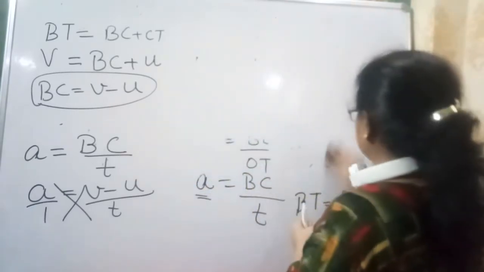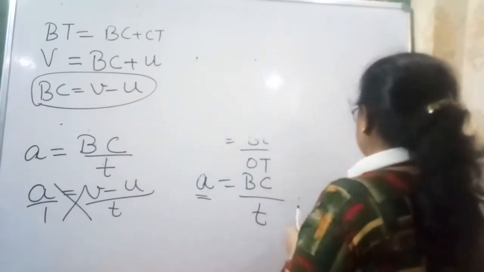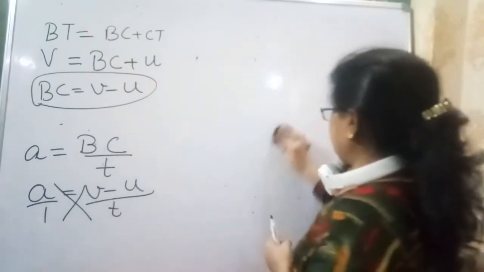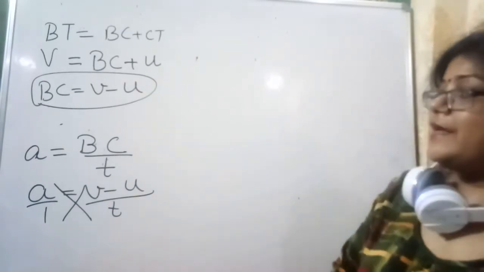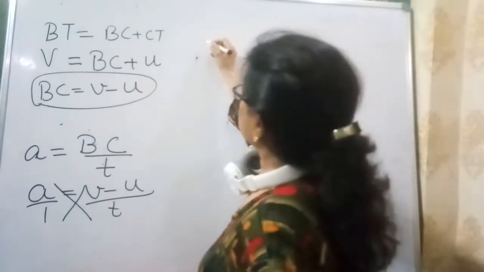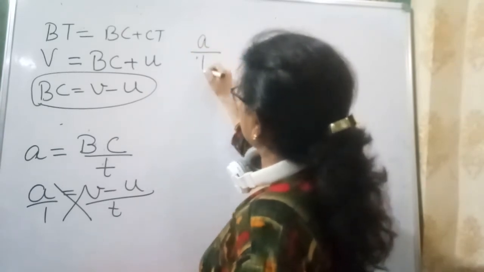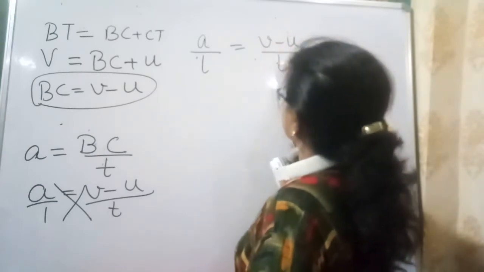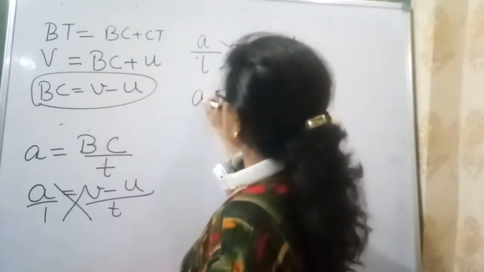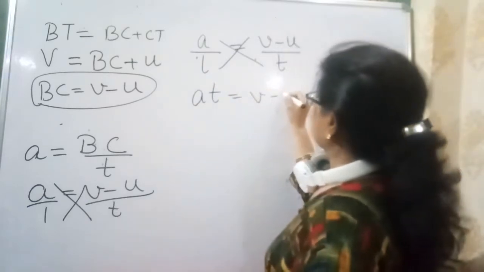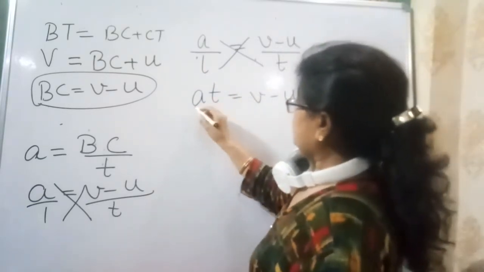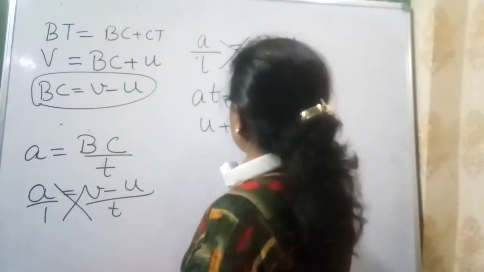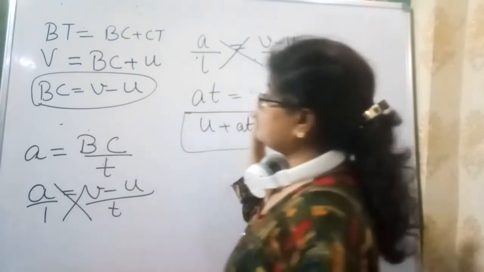One thing you must know in your mind, that in graphical representation we use the velocity time graph, where velocity is expressed on the y-axis and time is on the x-axis. That means we have A over 1 is equal to V minus U over t. Now after cross multiplying we have At is equal to V minus U. Just bring the U here, we have V equals U plus At. In this way the equation is derived.